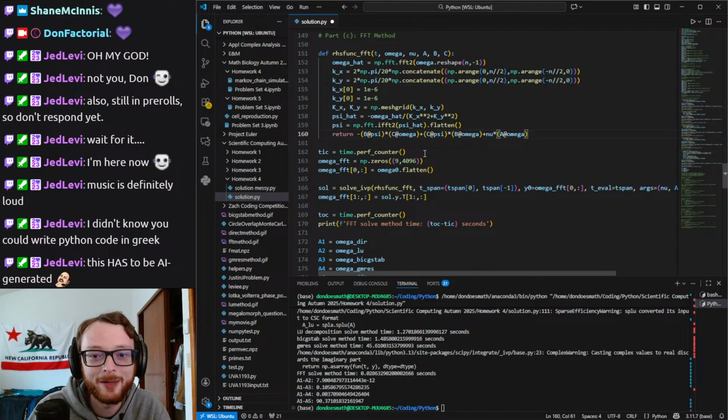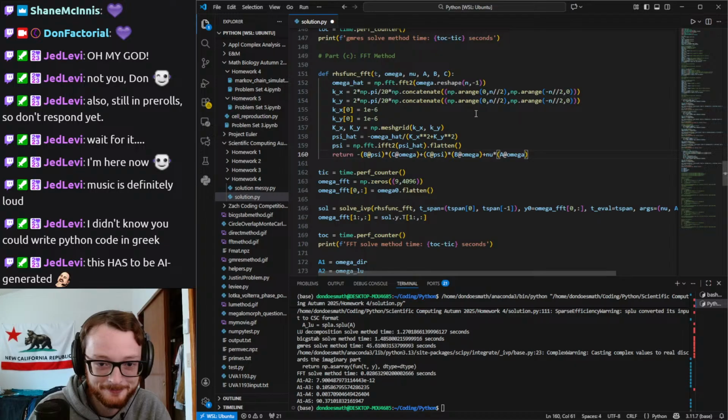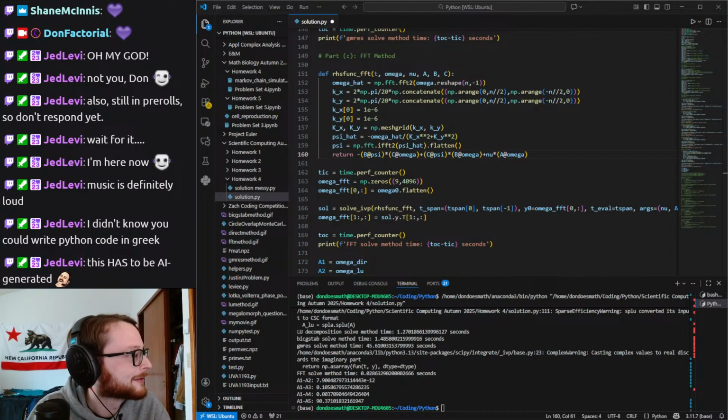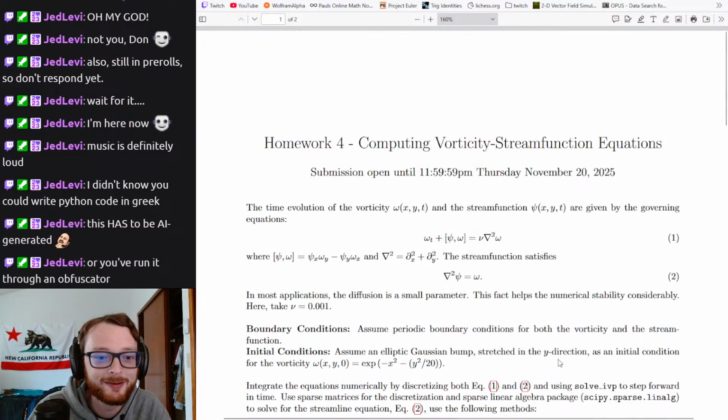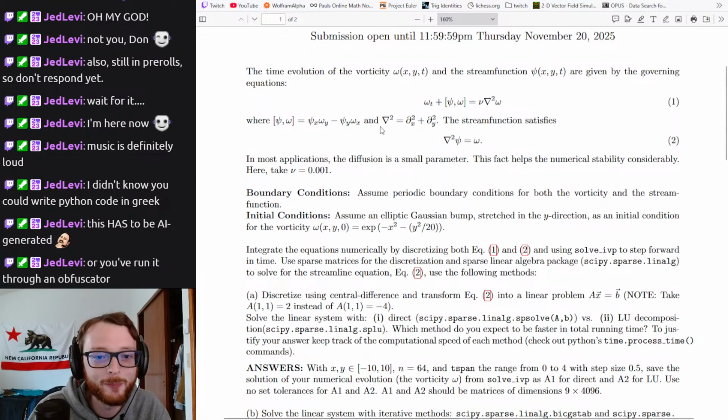No, this is written by me. The variable names actually make sense because this is the solution to a partial differential equation. So I'm representing values of omega with omega, same with psi. The nu is this nu here. That's just a parameter.